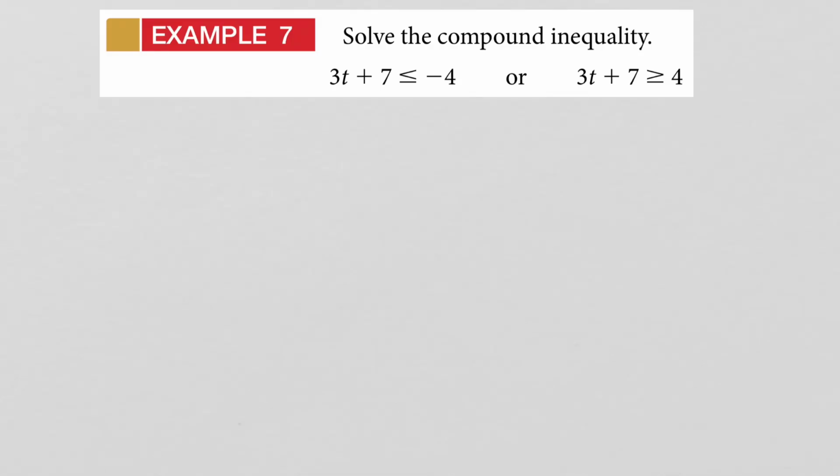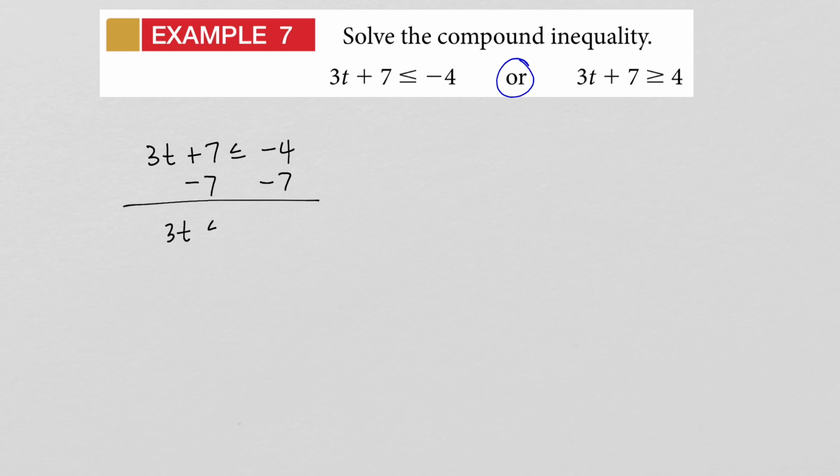Next, let's go ahead and solve the compound inequality. So now I have 2 inequalities separated by the word or. So in this case, all you need to do is solve each one of these separately. So here's the first inequality. We can solve this by subtracting 7 from both sides, and then dividing by 3 on both sides. And this gives us t must be less than or equal to -11/3.